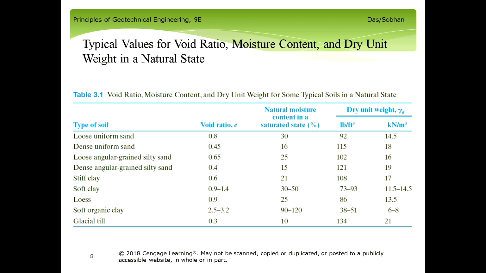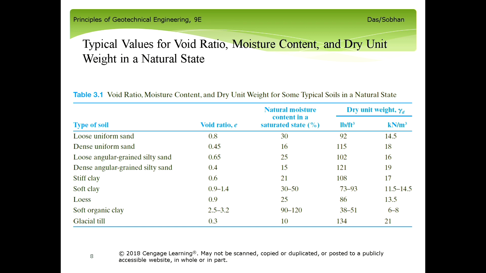And the natural moisture content for loose sand: if it is loose, the solid particles are fewer and there is a lot of water, so your natural moisture content may be high, right? So it is higher than the dense one. And for the dry unit weight, because your solid particles are fewer, because you are loose, the dry unit weight is less than the dense one, right?